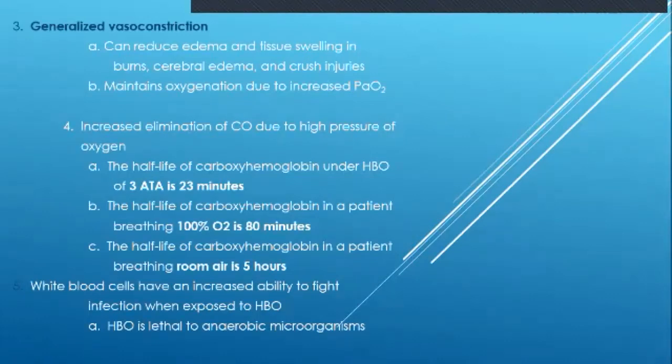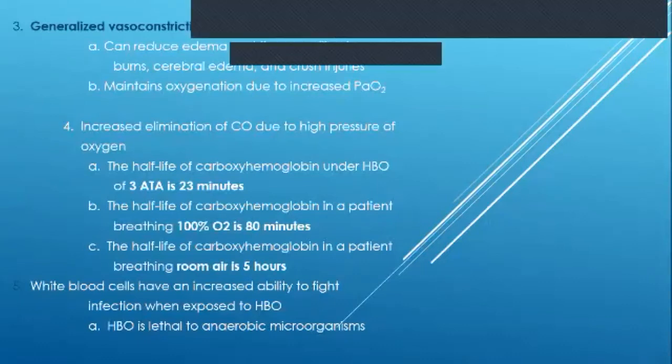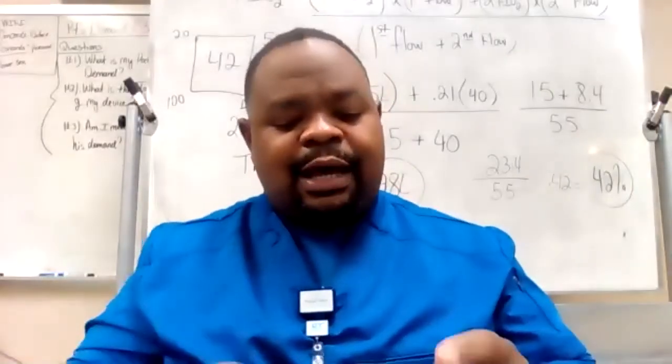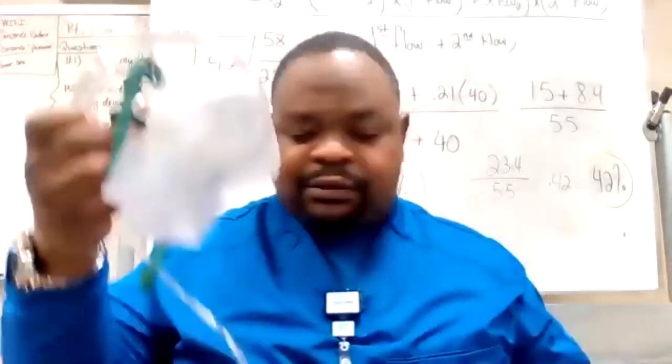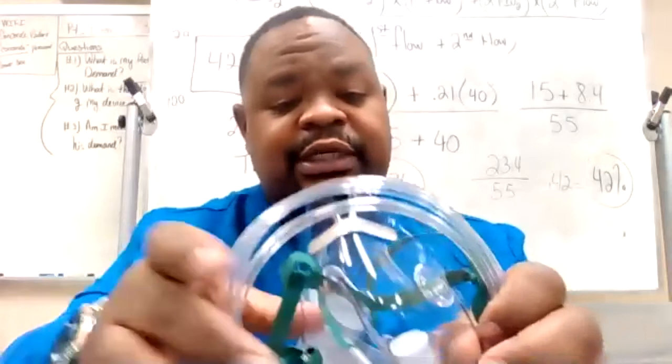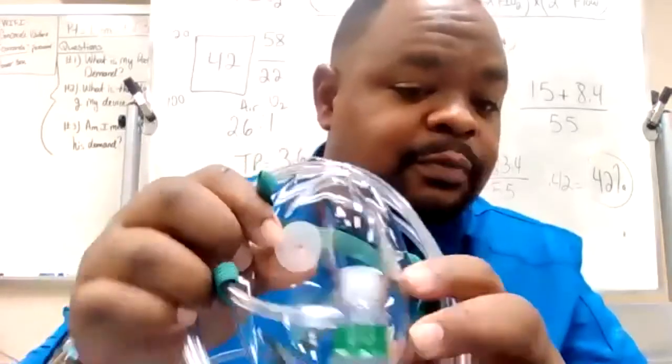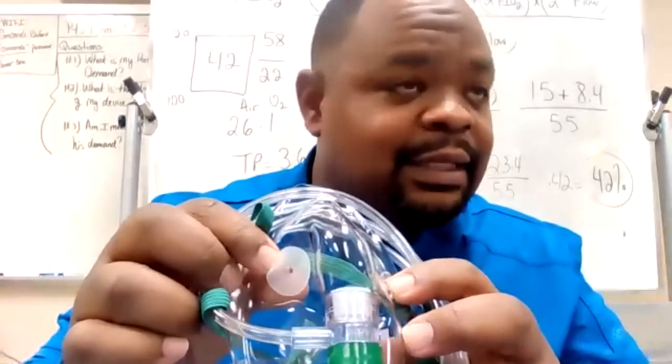Okay. Number four, increased elimination of carbon monoxide due to high pressures of oxygen. Oh, another important key fact, because we know that hemoglobin loves carbon monoxide. How many times more than oxygen? 200 times. And so when we have a person who comes in from a house fire, this is what we put them on. A non-rebreather. This is that non-rebreather. This is fresh out the pack. And I was showing you yesterday, it's fresh out the pack, and it only has one on. It's supposed to have both, but this manufacturer don't even make it anymore with two.